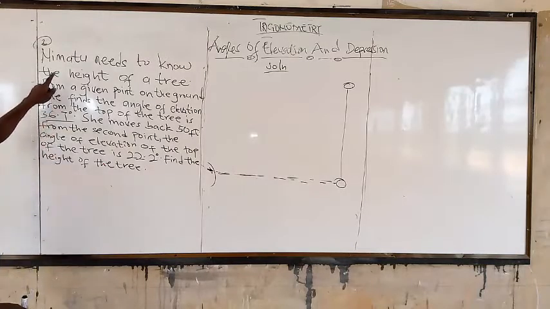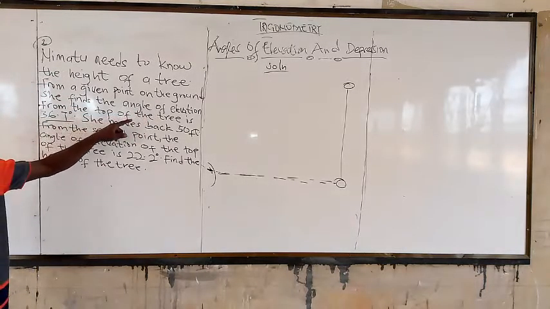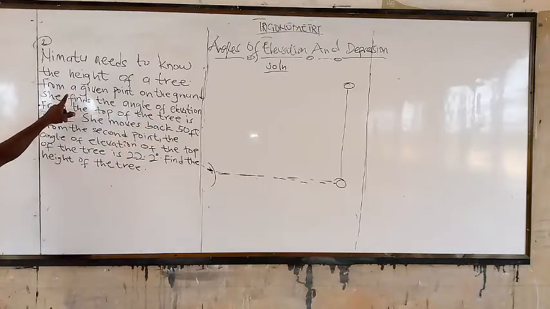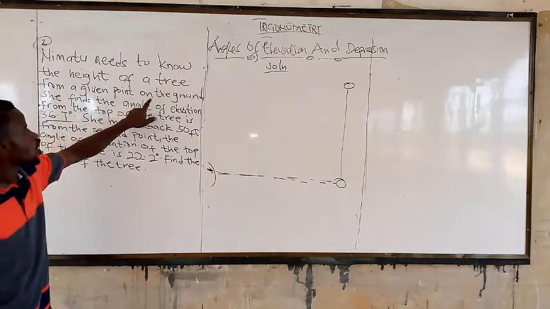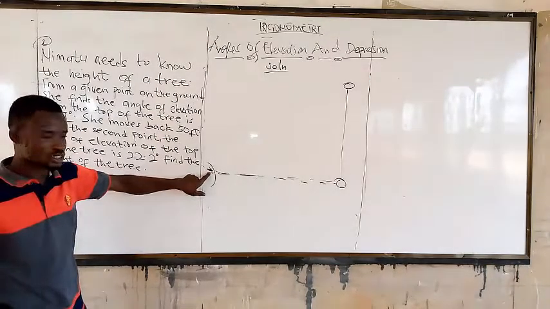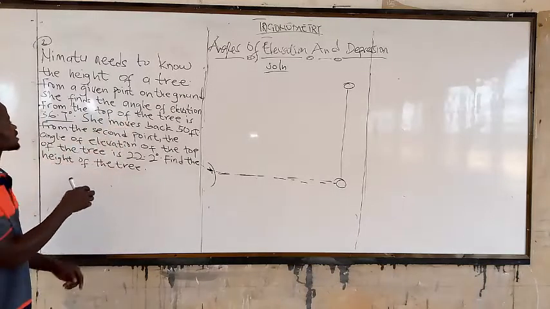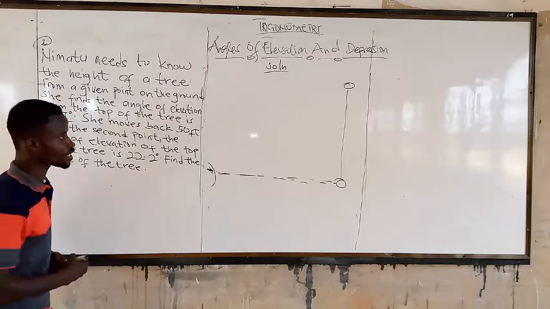So, Nimatu formed the angle of elevation from the top of the tree. Don't forget that Nimatu is standing at a given point on the ground, and this is the point. Don't forget that. Alright. And the angle of elevation that Nimatu is looking is 36.7.